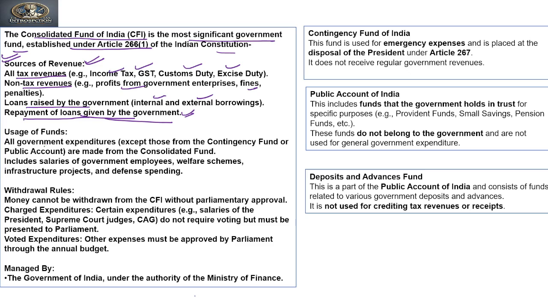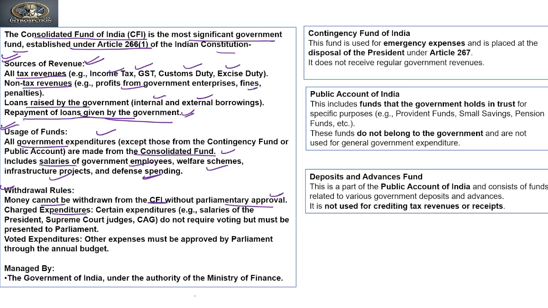Now, where will the fund be used? What are its uses? All government expenditure, except those from the contingency or public account funds, is made from the Consolidated Fund of India. This includes salaries of government employees, welfare schemes, infrastructure projects and defense spending. All of it comes from the Consolidated Fund of India. Now, the withdrawal rule: money cannot be withdrawn from the Consolidated Fund of India without parliamentary approval.